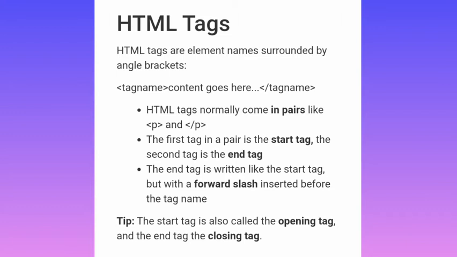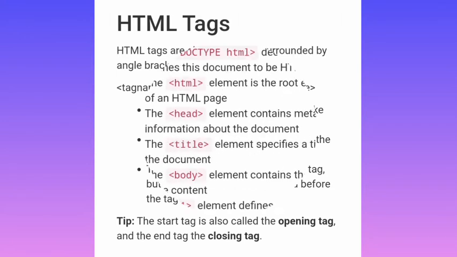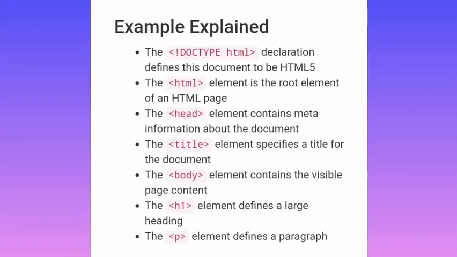The first tag in a pair is the start tag. The second tag is the end tag. The end tag is written like the start tag. But this is the next example, which explains the tags declaration.